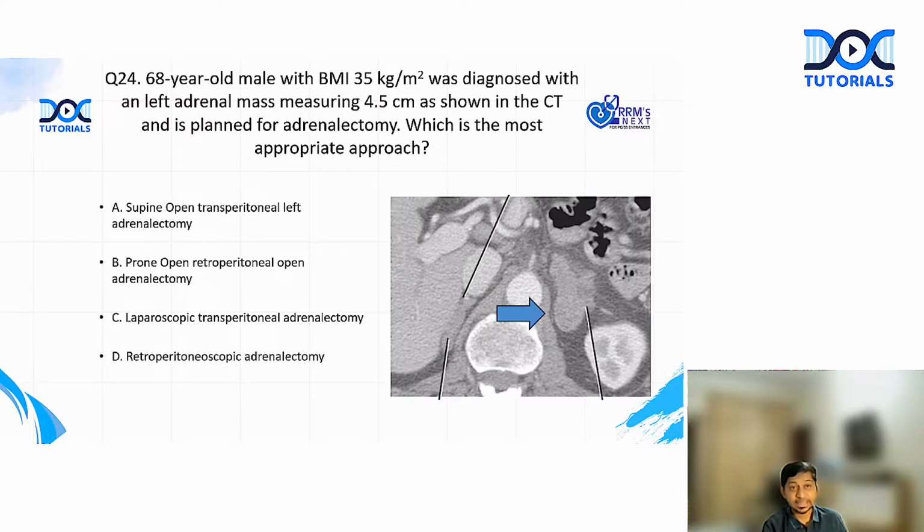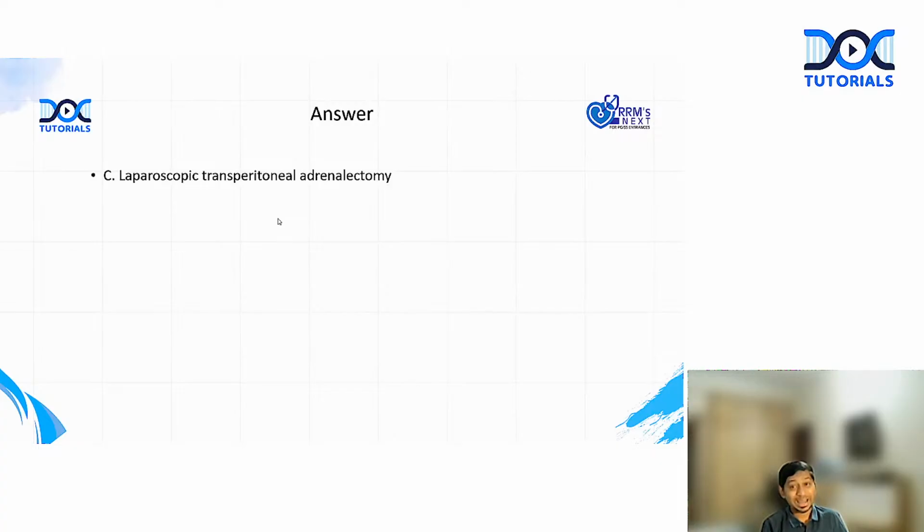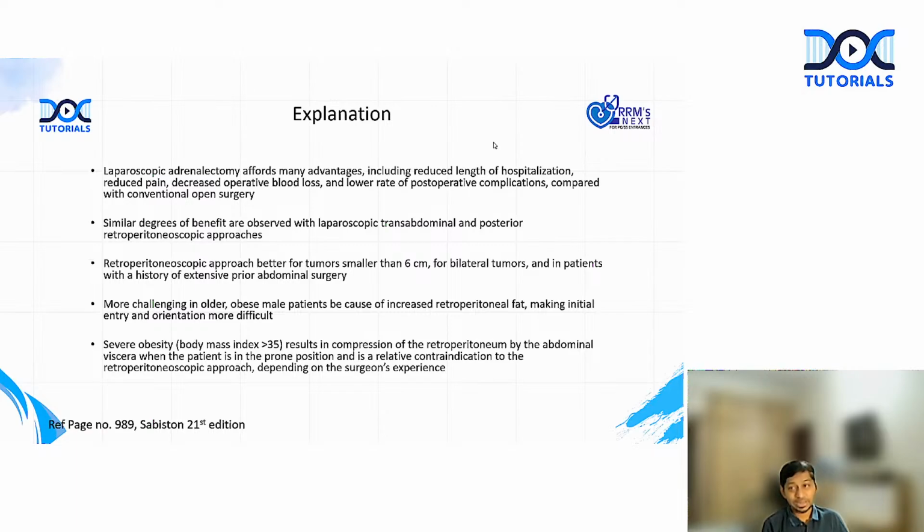So the correct answer to this question is you would prefer to do a laparoscopic transperitoneal adrenalectomy, either in a supine or in a lateral position. Of course, laparoscopy is better than open surgery: reduced length of stay, better pain control, lower risk of complications, better time to ambulation, reduced intraoperative blood loss.